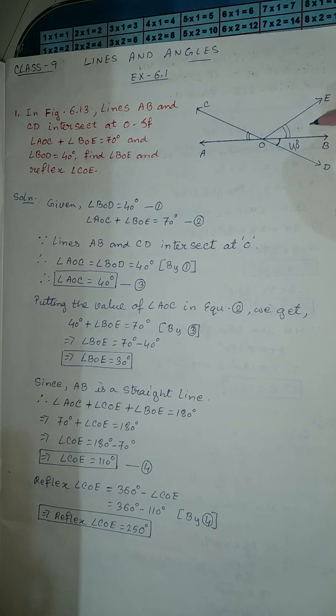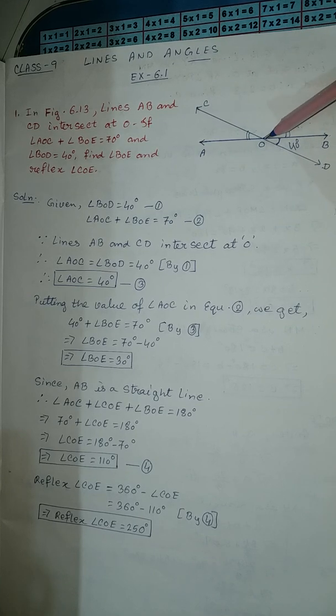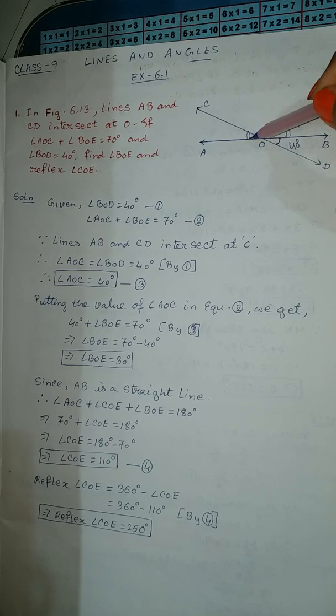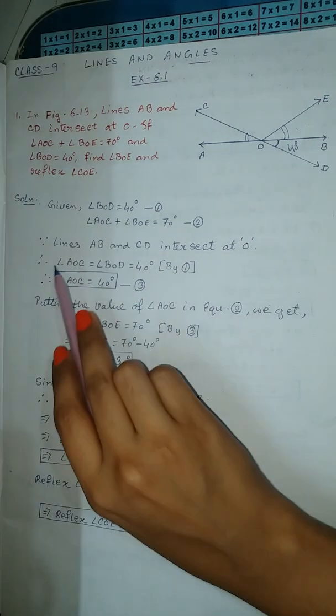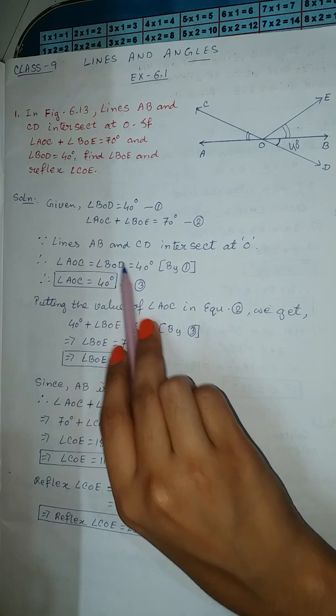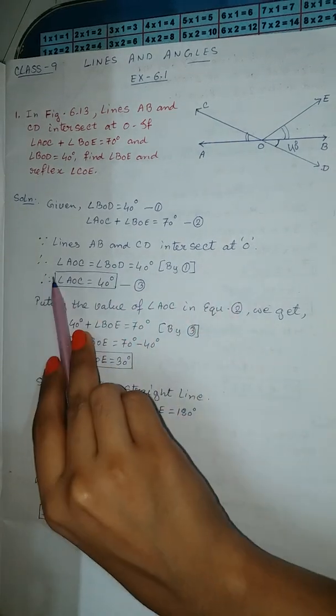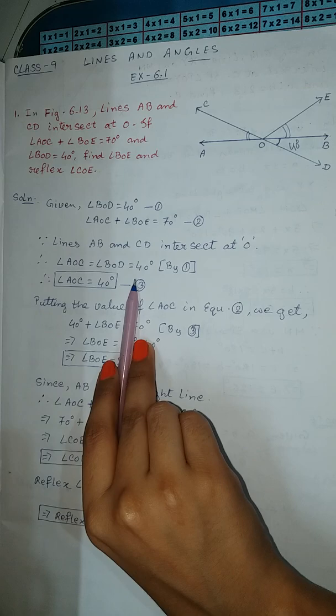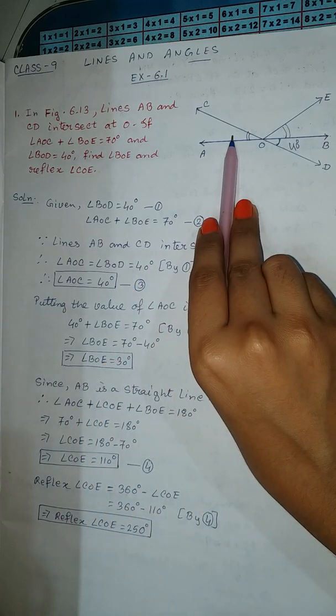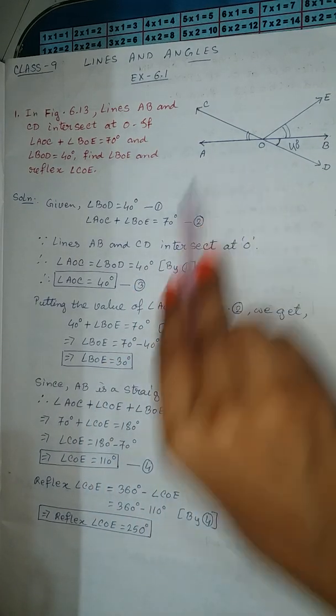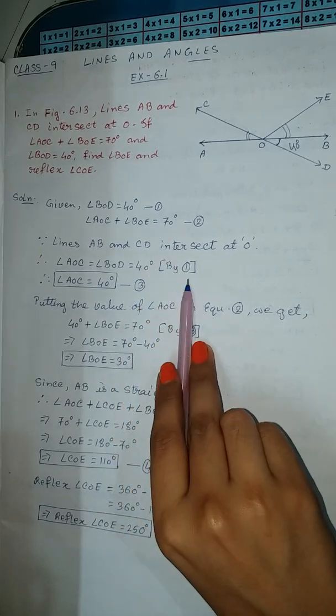angle BOE clearly. So, since the straight lines AB and CD intersect at point O, by theorem, we can say that these two angles are vertically opposite to each other. Okay, so since lines AB and CD intersect at O, therefore angle AOC is equal to BOD. That makes this angle 40 degree as well, equal to it by 1.